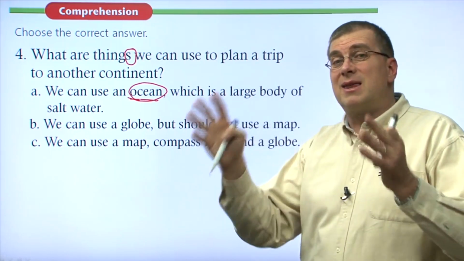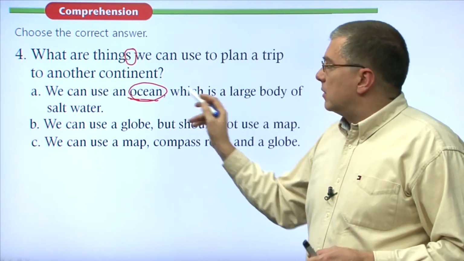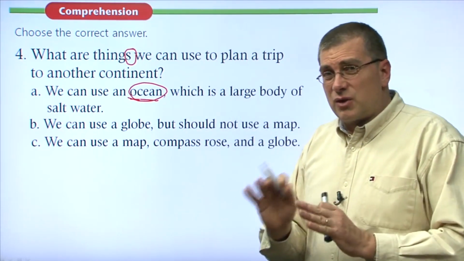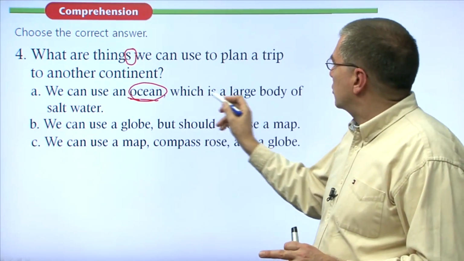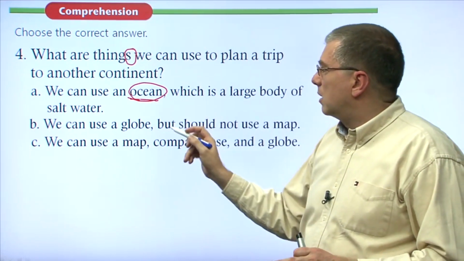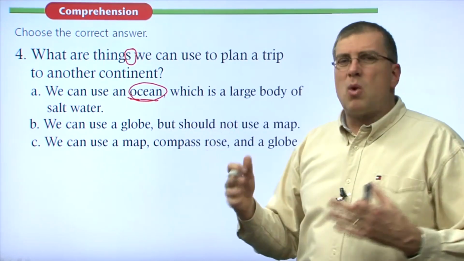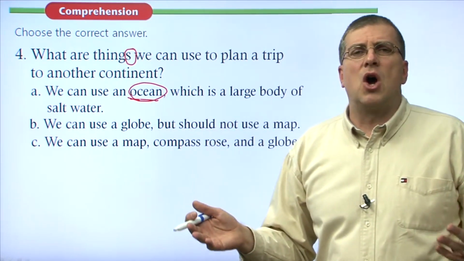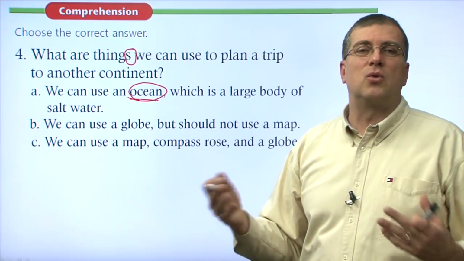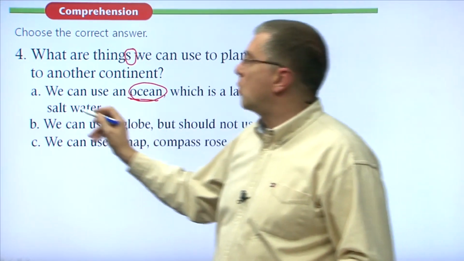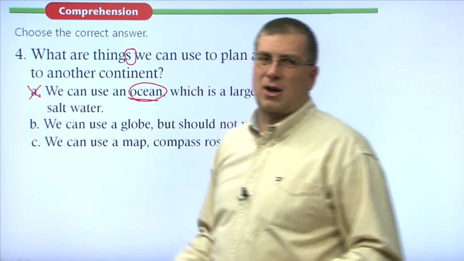But we're looking for many things, more than one. So right there, that's a little strange. But let's look at it a little bit closer. We can use an ocean, which is a large body of salt water. But, you know, we need more things. And we don't really use an ocean to plan a trip to another continent. It doesn't sound right. And again, of course, we're looking for more than one thing. So A is not correct.